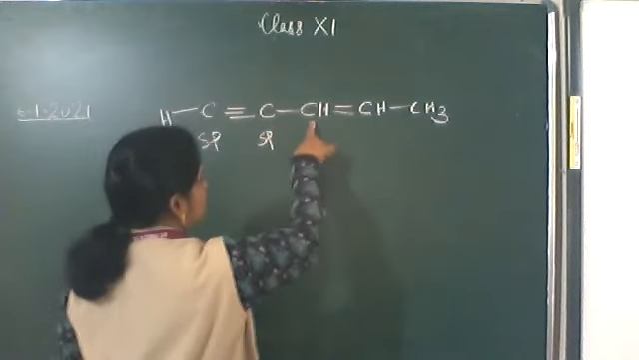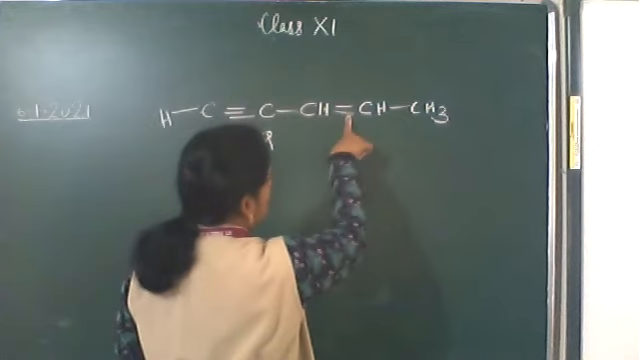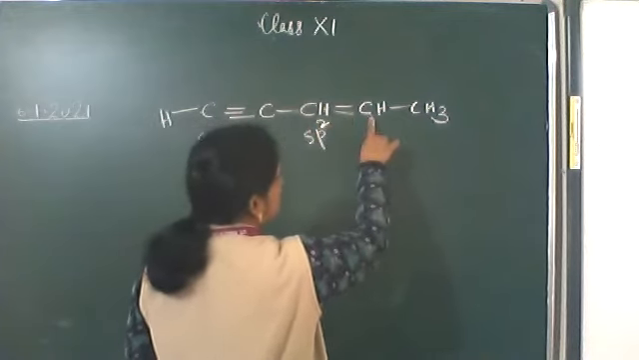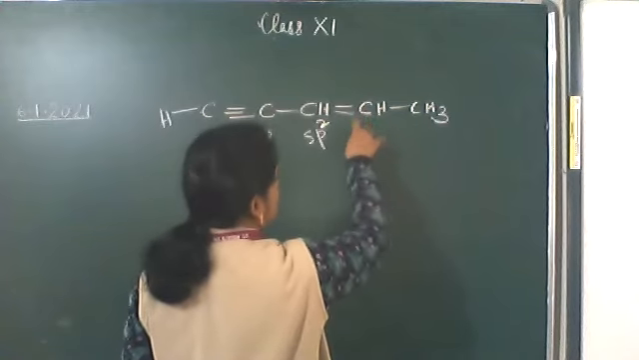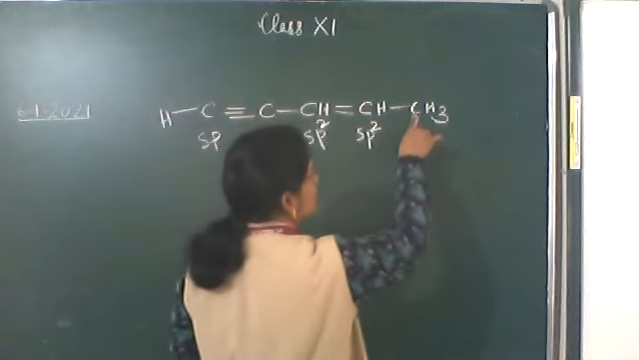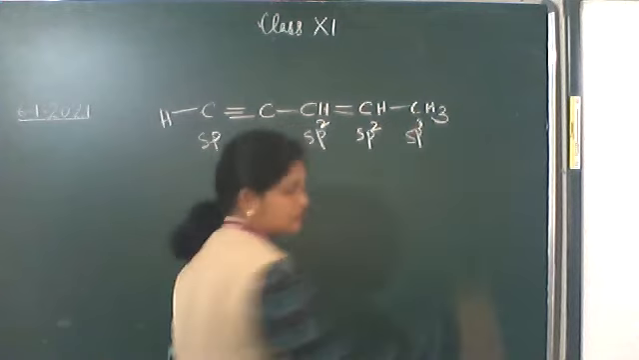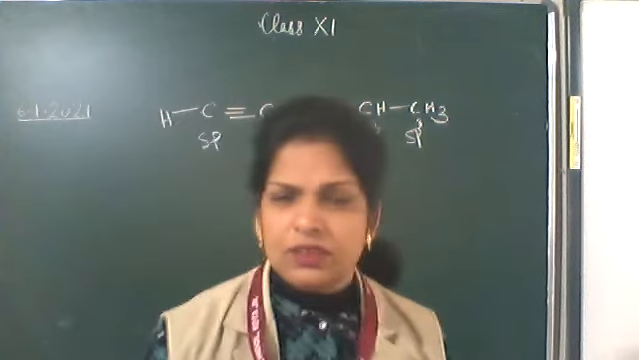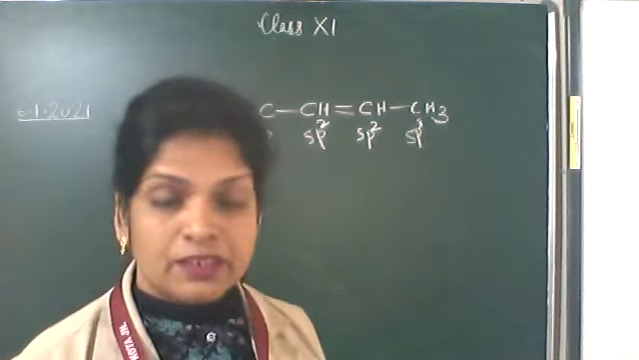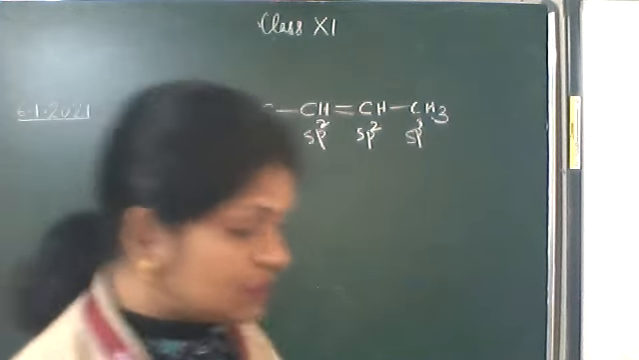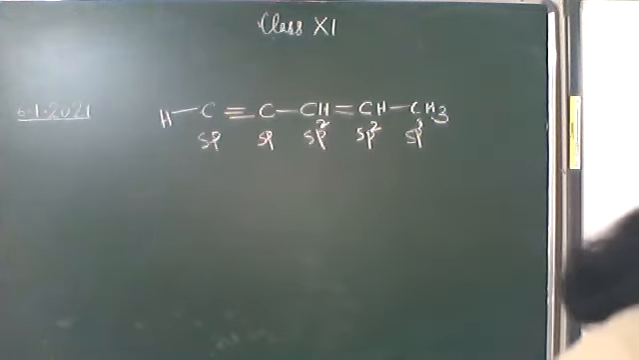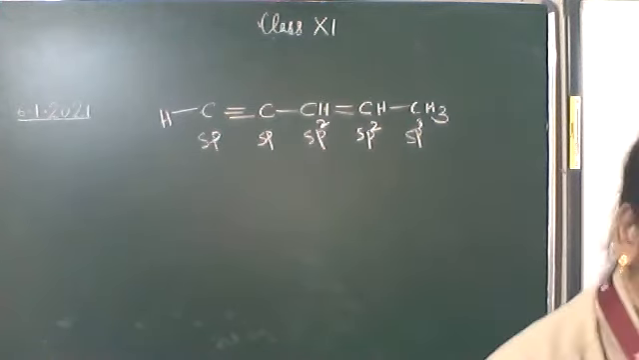This carbon is touching a single bond and a double bond, so this should be sp2. Similar is the case here. This carbon is touching a double bond, that is sp2. This carbon is touching only single bonds, that is sp3. If the carbon is touching only single bonds, then hybridization is sp3. If it is touching a double bond, then it is sp2. If it is touching a triple bond, then it is sp.